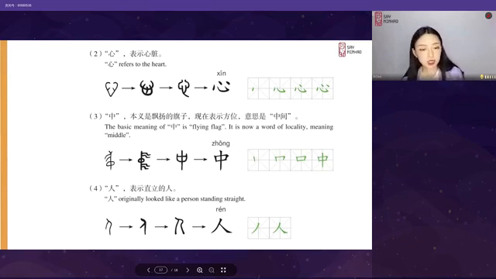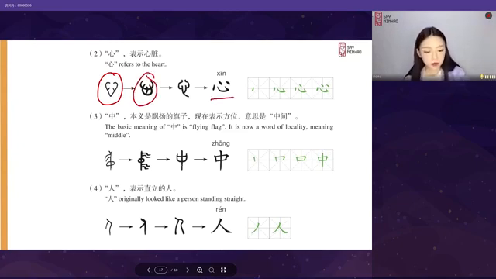Okay, next one is 心. We just saw it when we were learning 卧钩, lying hook. So we can see originally it just looked like a heart. This looked more like a heart. And nowadays we write it like this. 心. The direction of writing it is first a dot, and then a lying hook, 卧钩, and then another dot in the middle, and another dot on the right.